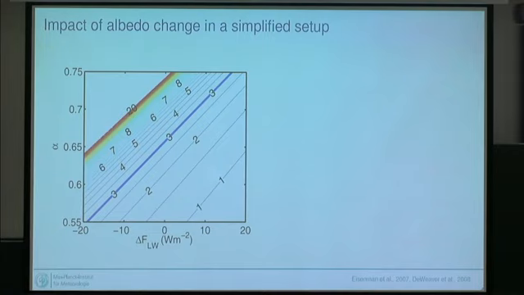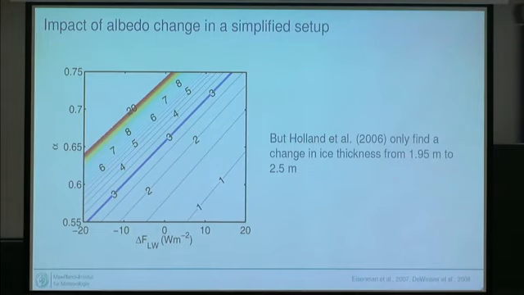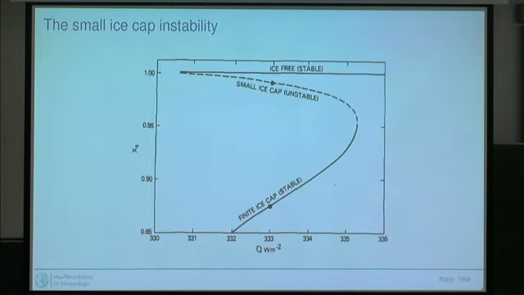But that is in a simplified standalone setup. And in response to that paper, De Wever and Elizabeth and others, I believe you were on there, yes, very rightly pointed out that in a coupled setup, if they change the albedo by 0.1, roughly to the range shown here, they only get a change in ice thickness from 1.95 meters to 2.50 meters. So much smaller response compared to what is found in this model here.